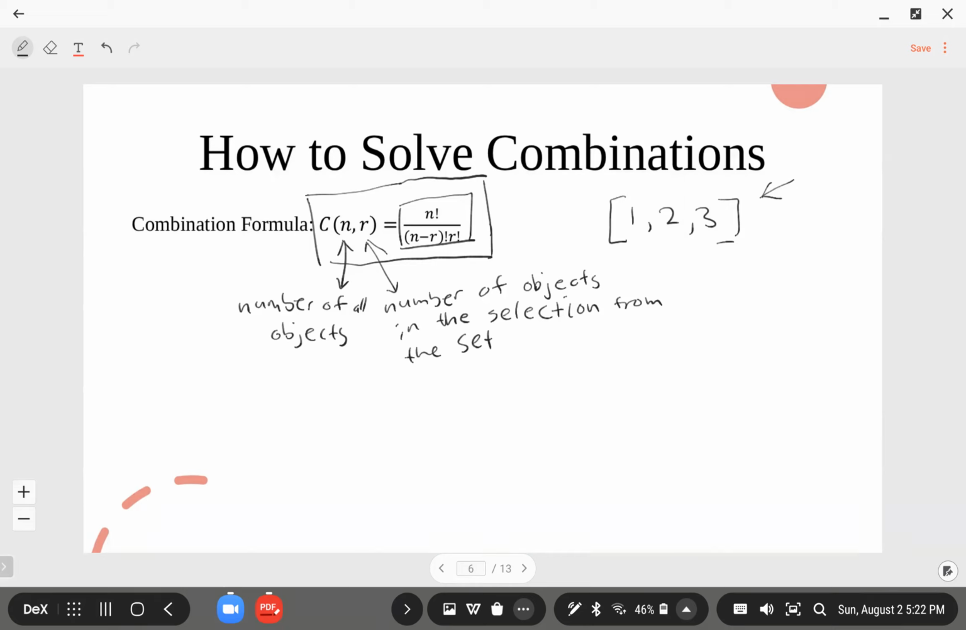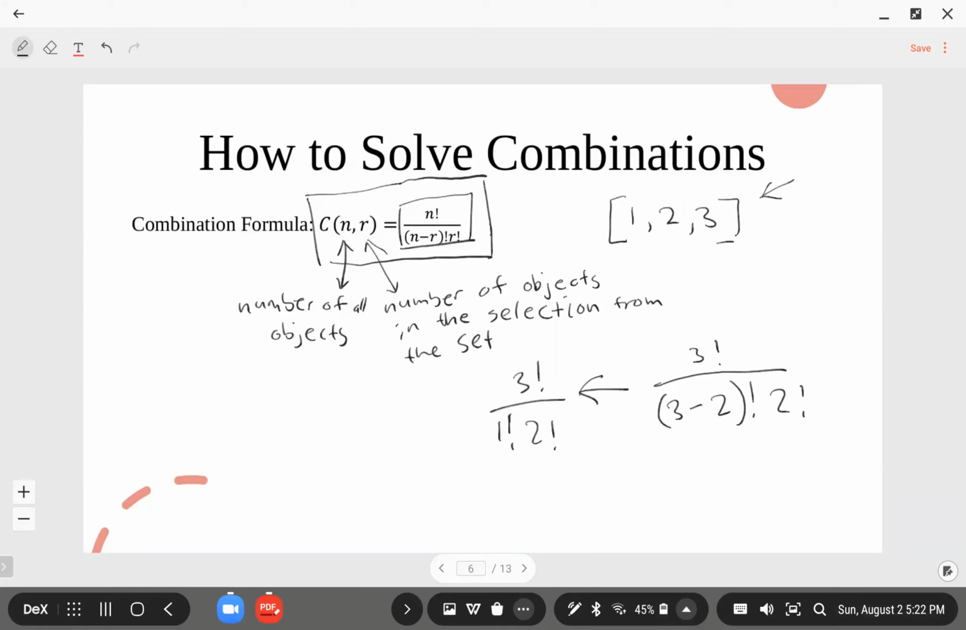Okay, so now we'll practice this formula. The number of all the objects in a set would be 3, right? So 3 factorial over what is n? 3 again, minus r, and r is 2, factorial, times r factorial, which is 2 factorial. Okay, and now we get 3 factorial over 1 factorial multiplied by 2 factorial.